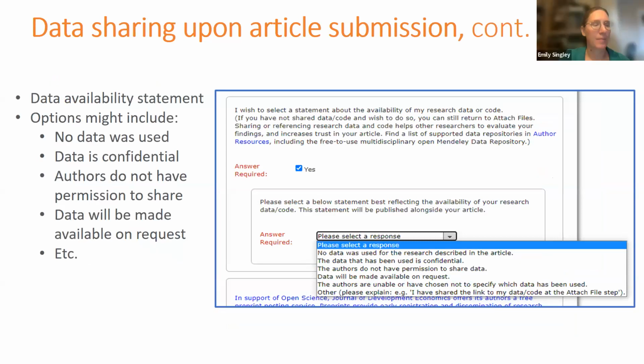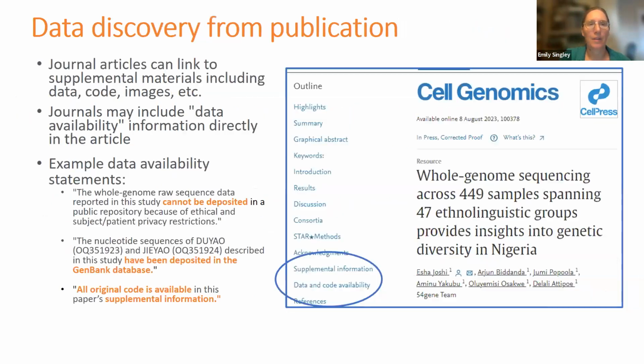So great. And then this is just a quick screenshot showing how data availability statements are also asked for upon submission, and this is how they go into the system. And then this is what it looks like within the publication. So I'm just showing an article and how it appears in a journal.